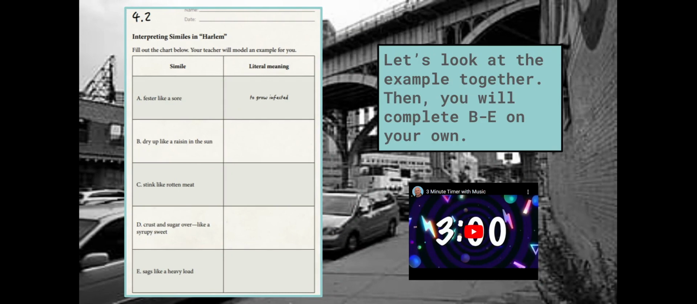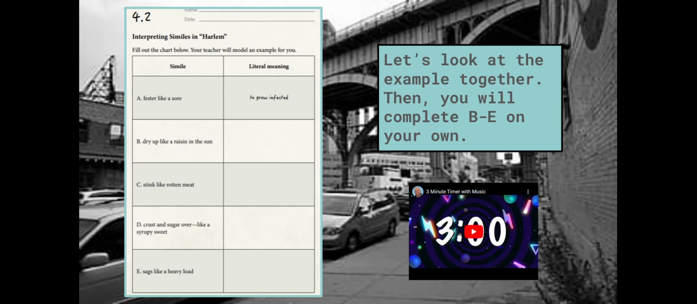All right, now we're going to take a look at 4.2 in our Poets Journal, and we're going to interpret these similes. I'm going to go over fester like a sore, letter A, with you, and then I'm going to set the timer and have you do B, C, D, and E. Letter A is fester like a sore. That means to grow infected. If you have a sore and it just festers, that means it's sitting there and it's not healing, so it just continues to grow infected.